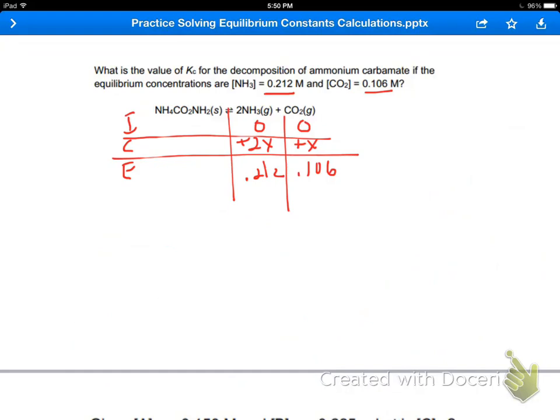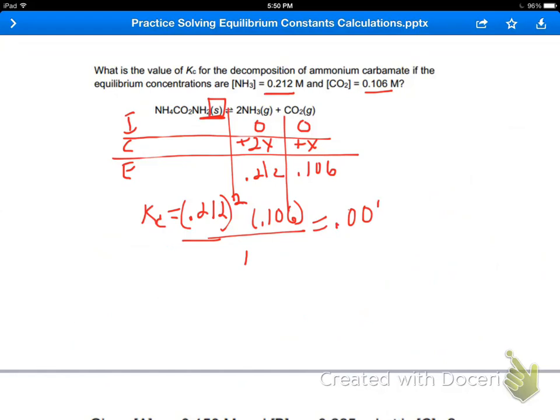But wait a second, if I look at this, this is a solid. It does not go in the equilibrium expression. So all I need for my Kc is my products raised to their coefficients. So it's 0.212 for NH3 squared times 0.106, which is the concentration of CO2, raised to the 1. Key thing here is that this all goes over 1 because this is a solid and its concentration will not change appreciably. If I plug and chug, I get 0.00476 as my Kc.